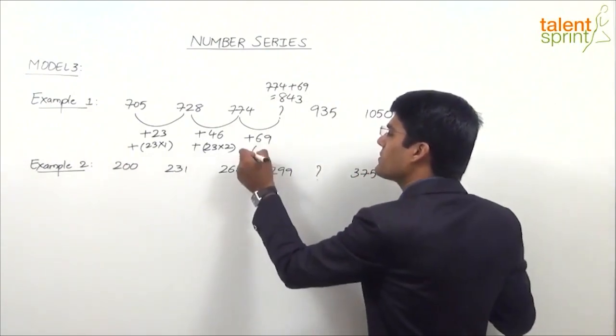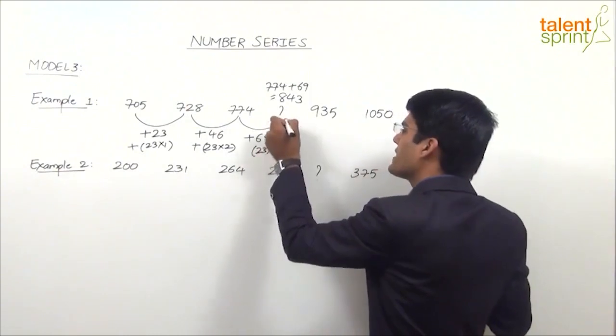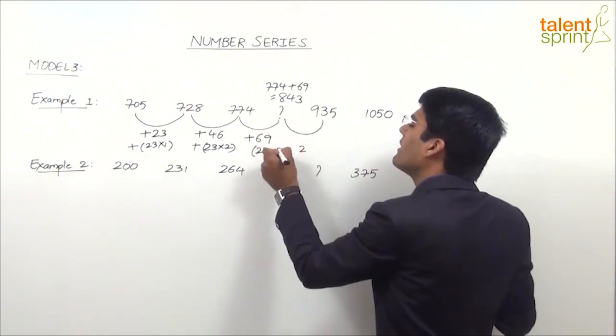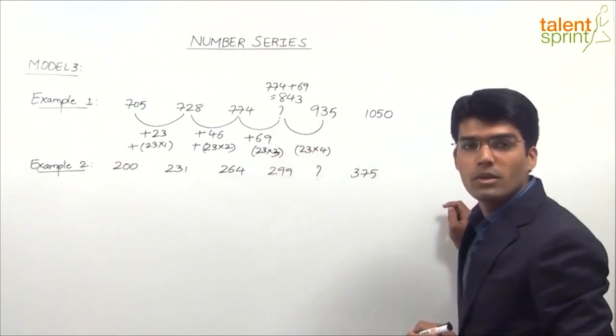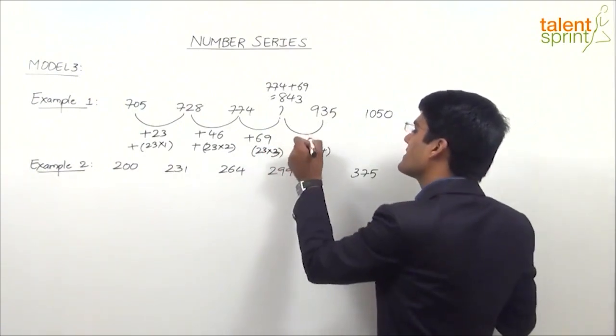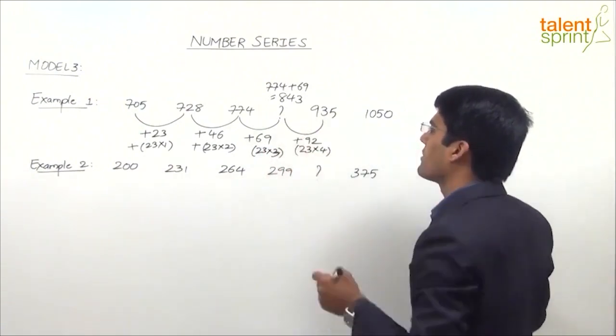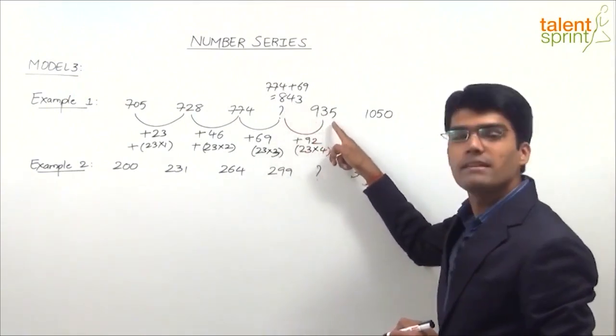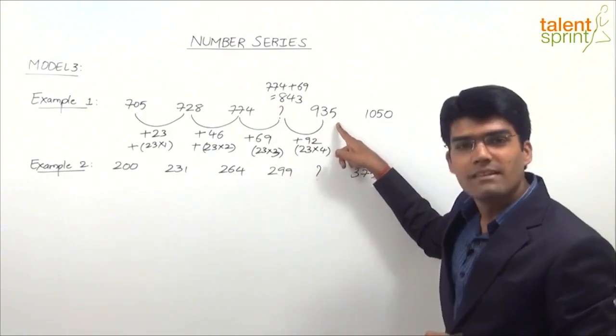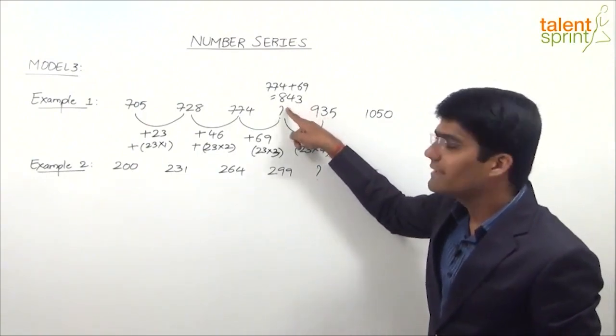or not. Now if this is 23 into 3, the next one has to be 23 into 4. 23 into 4 is equal to 92. So let us take plus 92 and see if it balances or not. 843 plus 92, 843 plus 92 is 935. Hence, this is the correct answer.